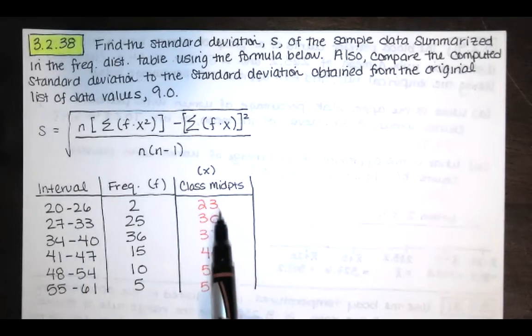So you can take this and add 7 to it to get the next class midpoint, and take this and add 7 to it to get the next class midpoint, and then the next one, and then the next one, and then the next one. So that's one way to look at it.